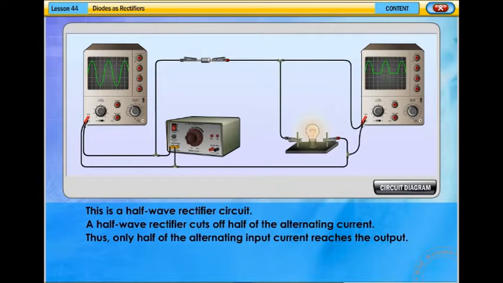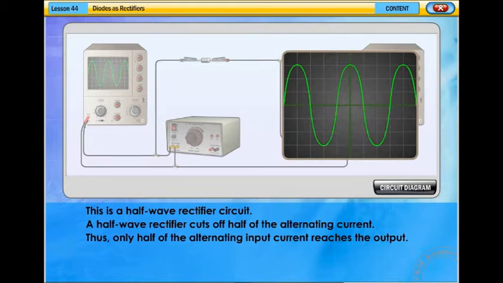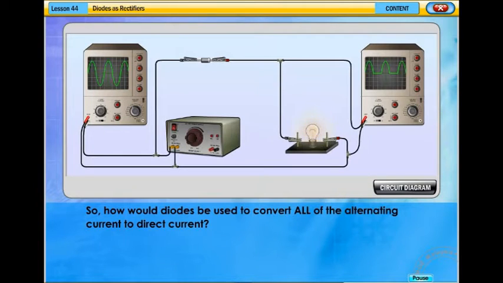This is a half-wave rectifier circuit. A half-wave rectifier cuts off half of the alternating current. Thus, only half of the alternating input current reaches the output. So, how would diodes be used to convert all of the alternating current to direct current?